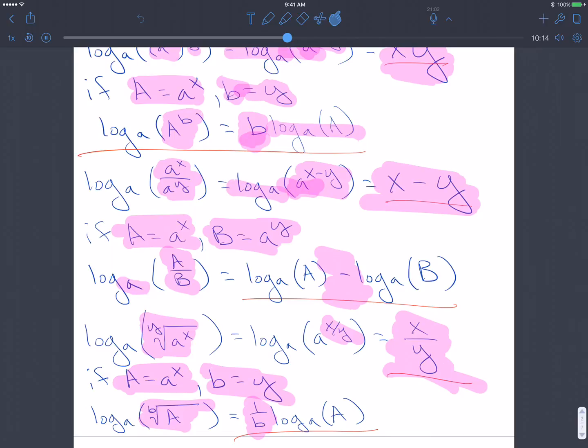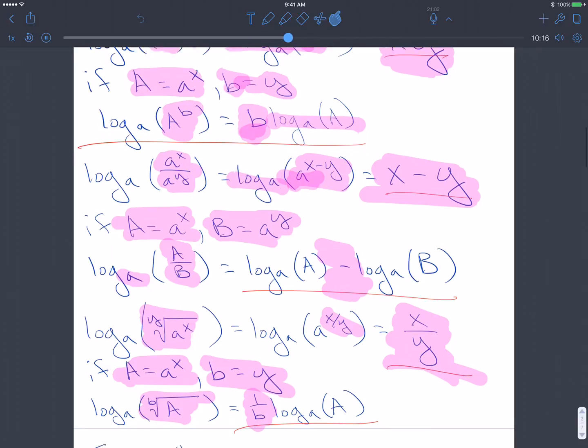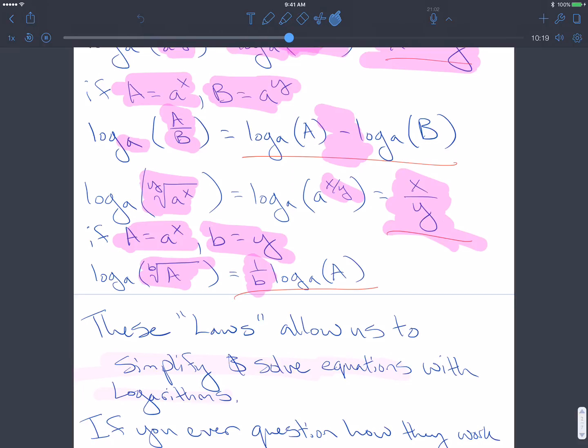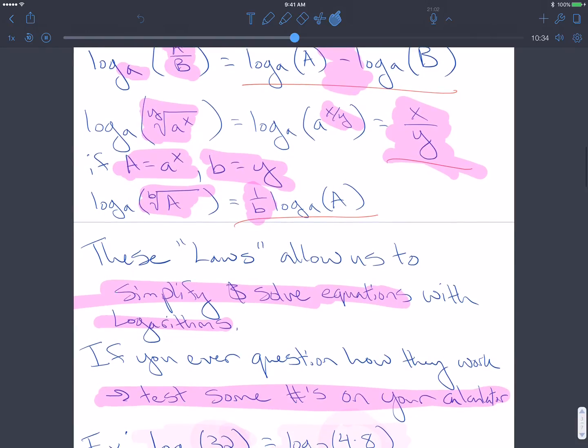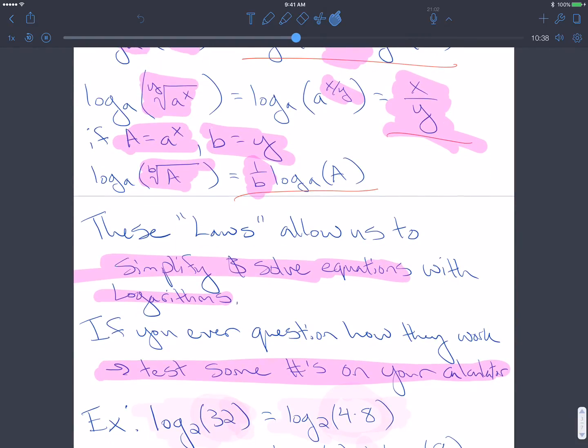Okay, so let's use these laws in order to simplify and solve equations that involve logarithms, because that's what you want to do. You want to simplify and solve equations that happen to have logarithms in them. And these are all tools to help you do that in a very efficient way and make the problem nicer. So if you're ever questioning how they work, you can always just test some of the numbers on your calculator. Check it. What do you think happens? Verify that that is what happens. And using a combination of 2s and 3s is usually a good way to do that because they're small numbers, so you know that it's consistent.